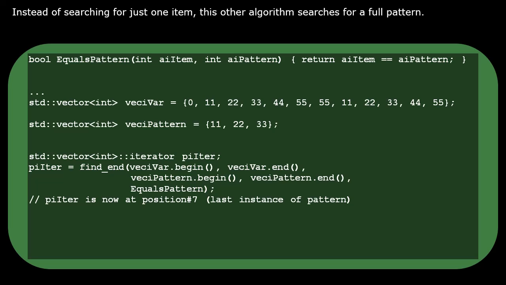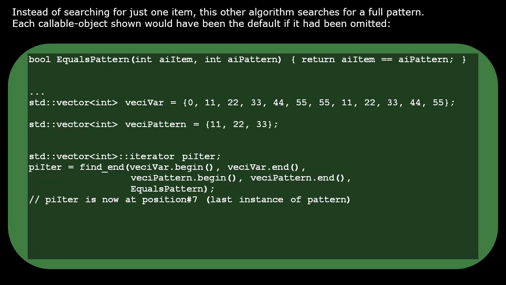So, the find end algorithm searches for some occurrence of 11 in the main collection, which is immediately followed by a 22, which is immediately followed by a 33. Our example collection has two such occurrences of that pattern. So find end will return the latter of those two, returning an iterator to the location where that latter occurrence begins.